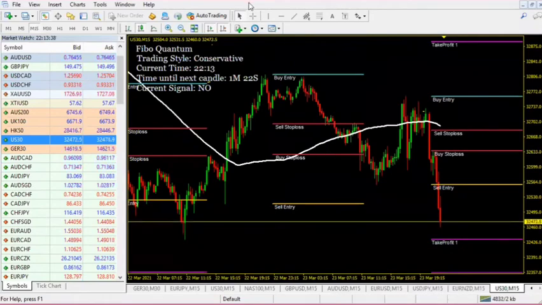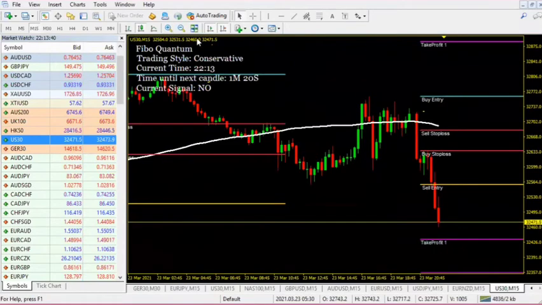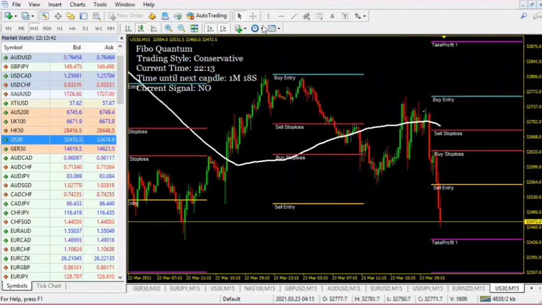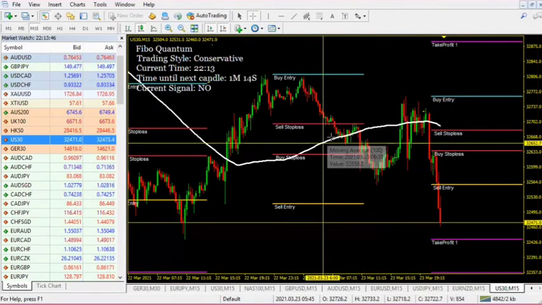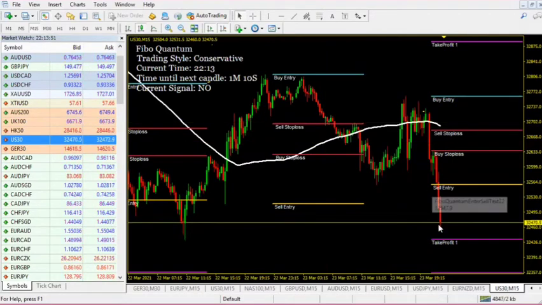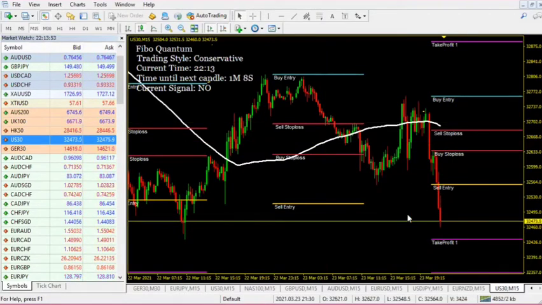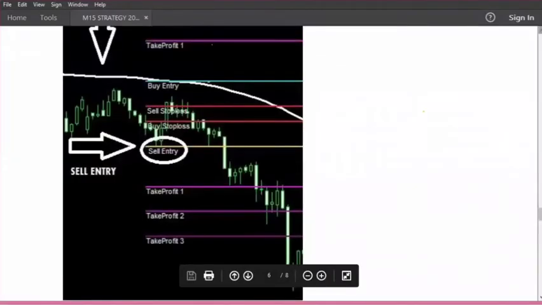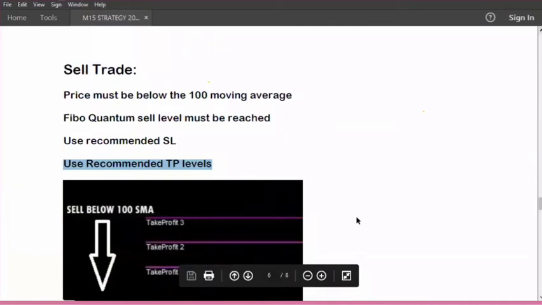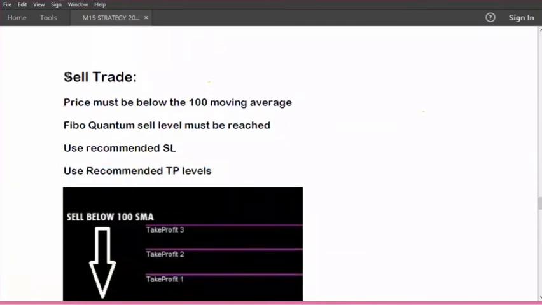Keep that in mind. So now this is what I was talking about. This is what happened today, guys, and this is what's happening right now. The US30 right now is showing us a sell entry and it's currently in profit, as you can see over there. Let me just open up the sell example so that you guys that are still new can understand. For you to sell, the price must be below the 100-period moving average.